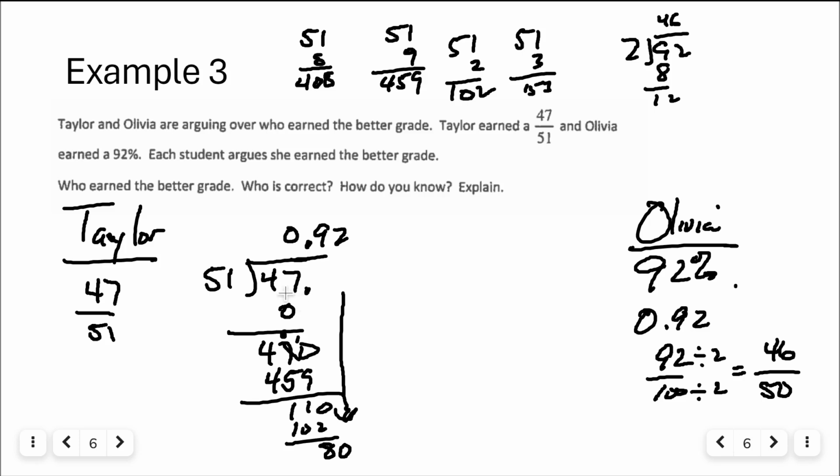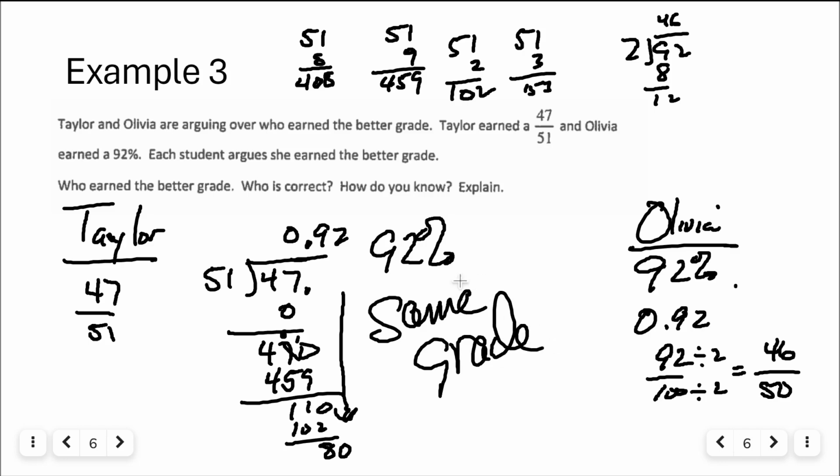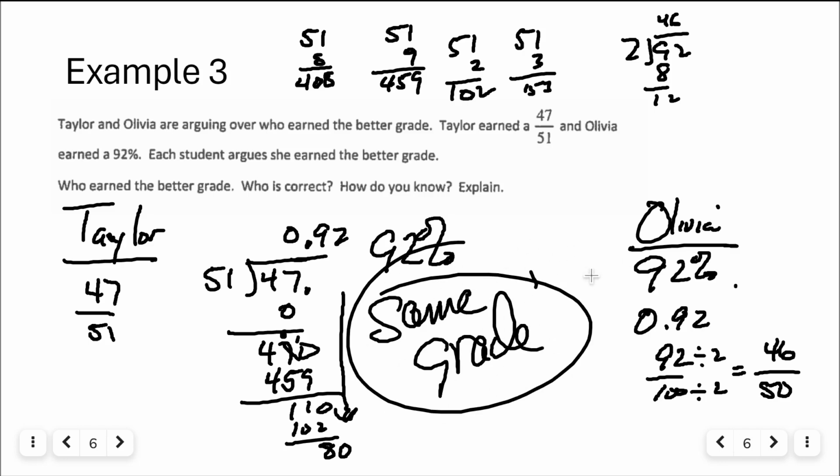So who got the better grade? Well, neither one of them got the better grade. They got the same grade, right? 0.92 as a percent is 92%. They have the same grade. They both have a 92%. Okay? So that's it for that one. They're both wrong. They're both arguing they got the better grade. They got the same grade.